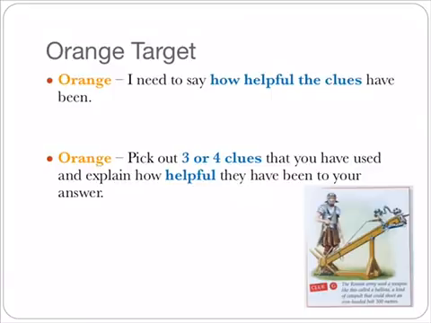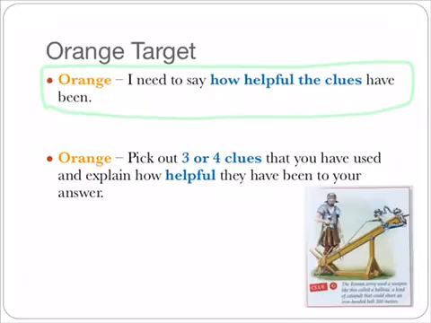Okay, so the orange target, here it is. Okay, this is what you need to write down at the end of your assessment in green pen and in the target sheet if you've got it at the front of your book. I need to say how helpful the clues have been. Now then, this is quite an interesting thing to think about, particularly if you've done pretty well with your assessment, but you want to make it even better. So some clues are really helpful, aren't they? Okay, some clues are not so helpful.